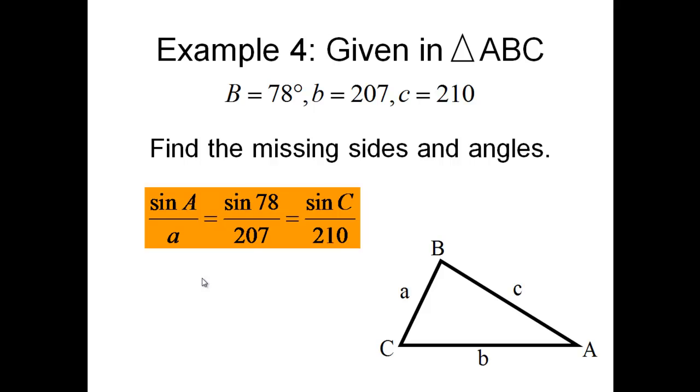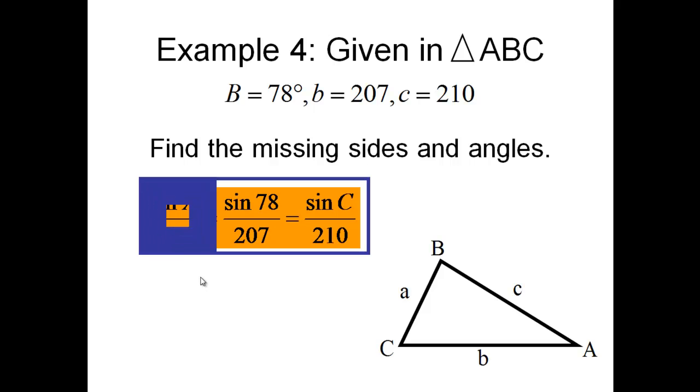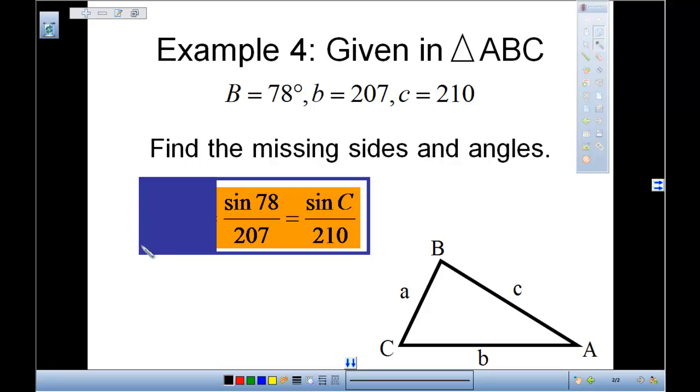If this was the information I had, which angle would you probably solve for first? Probably angle C. So let's cross multiply and solve and figure out what we get for angle C. Alright, so we cross multiply and we solve to find angle C, and we find that angle C is going to be 82.9 degrees.